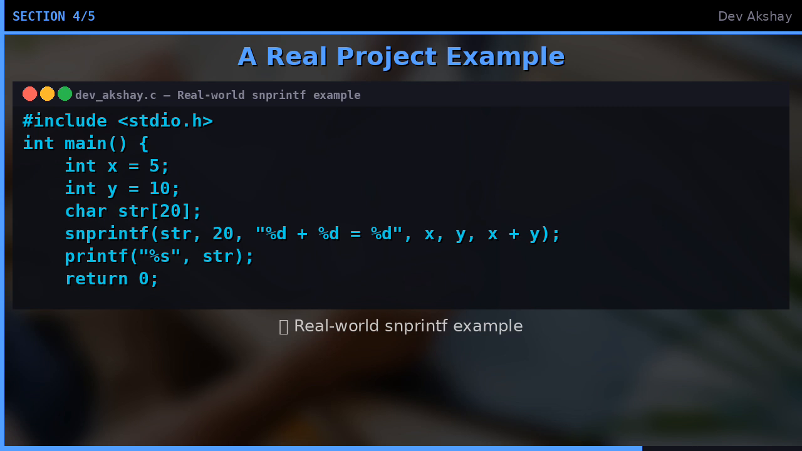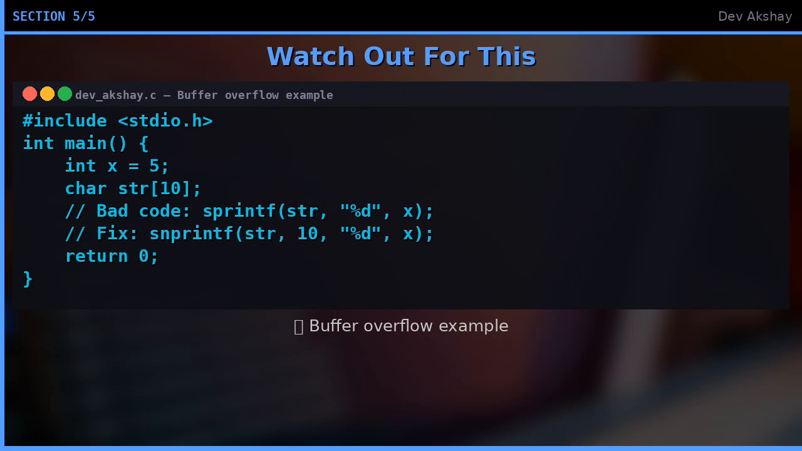Here's where most people get confused. So, we need to make sure we specify the correct maximum number of characters. Did you notice that if we don't, we might end up with a buffer overflow? Now let's see the bad code and then the fix. So, the bad code would be to not specify the maximum number of characters, and the fix is to always specify it.